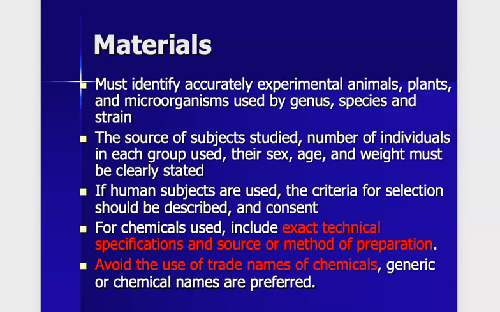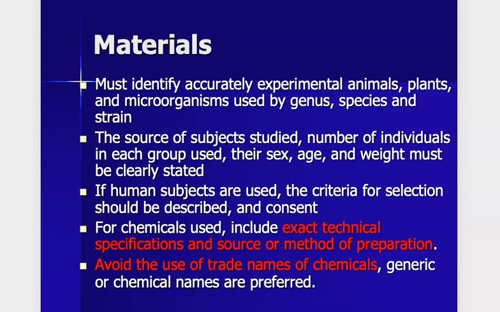Must identify accurately experimental. What was the condition? What animals or plants were used? The source of the subject studied, number of individuals in each group used, their age, sex, weight, etc. should be defined. If human subjects are used, the criteria for selection should be described and consent should be obtained from the competent authority.